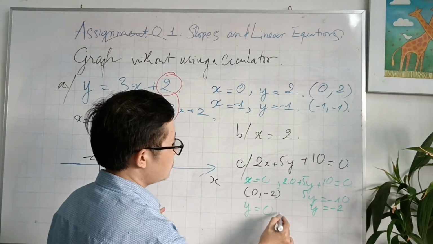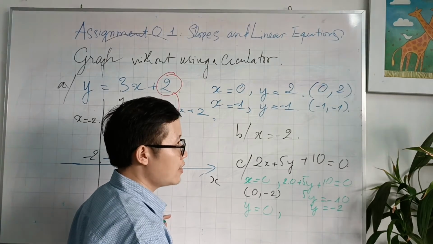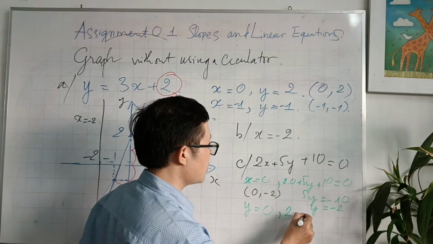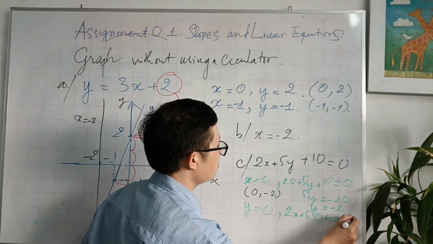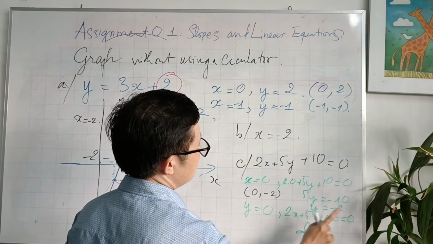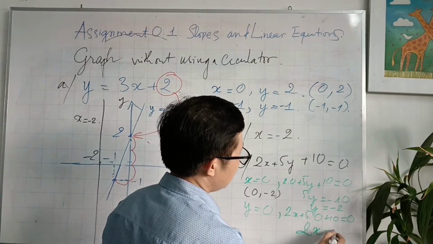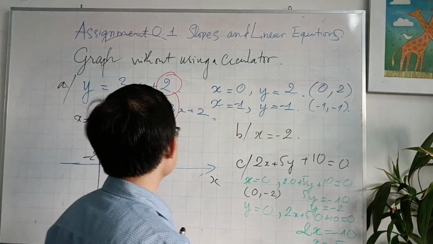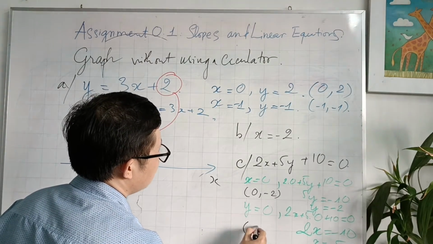When y equals 0, you substitute 0 for the y variable. So it is 2x plus 5 times 0 plus 10 equals 0. You move 10 to the right side. It is 2x equals negative 10, so x equals negative 5. We have a point (-5, 0).